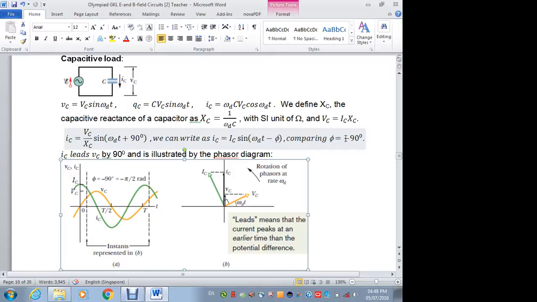That means minus means lagging. The current is actually rotating behind the voltage phasor. Lagging. Okay. This is sine, sine. Leads by 90. Why say leads here? Comparing, we have phi equals minus 90. Correct. So IC leads by 90.